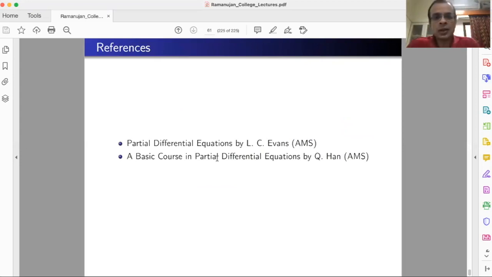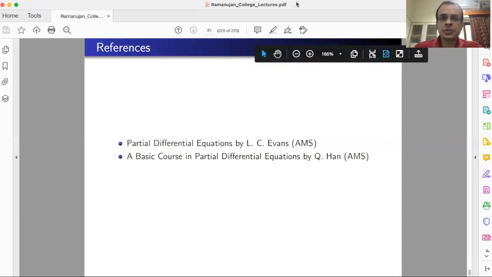The references, if you are further interested in these aspects of partial differential equations. There are two very good references. One is Partial Differential Equations by Lawrence C. Evans, and then A Basic Course in Partial Differential Equations by Qing Han. Very nice books. These are graduate level textbooks, but advanced undergraduate students can also take this course, and it's very interesting. It gives a very interesting aspect of partial differential equations. So thank you very much. I stop here.